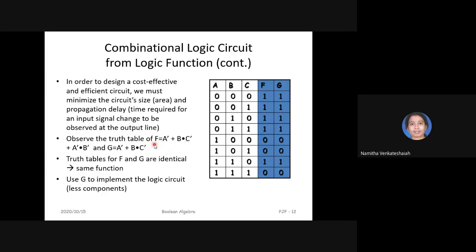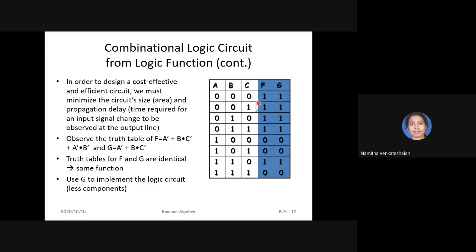this is F equals A dash plus BC dash plus A dash B dash. How many terms are there? 3 terms are there. In the first term, 1 literal is there. In the second term, 2 literals are there. In the third term, 2 literals are there. But G, though it is the same as F, is A dash plus BC dash, that's all. Only 2 terms and in total 3 literals.